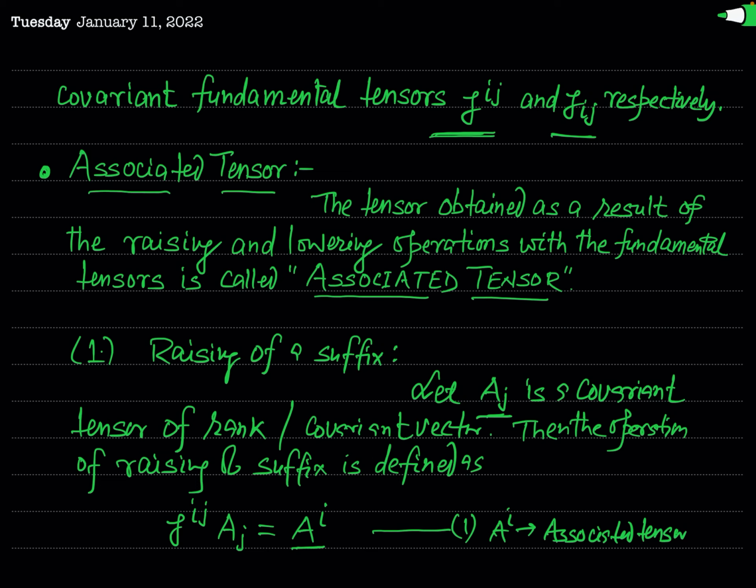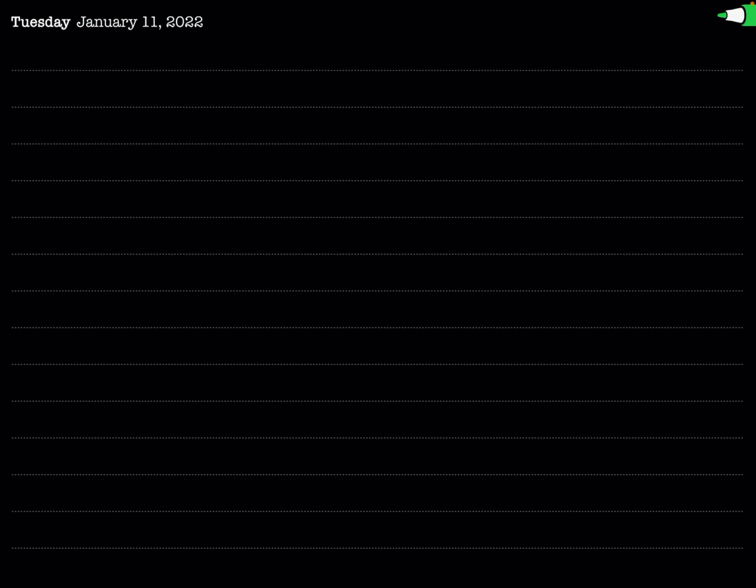So this equation 1 defines the raising of a suffix operation with the help of the contravariant fundamental tensor for a covariant tensor of rank 1, or you can say a covariant vector. Now we will generalize this definition. When you generalize this definition, you have to consider a tensor of higher rank.